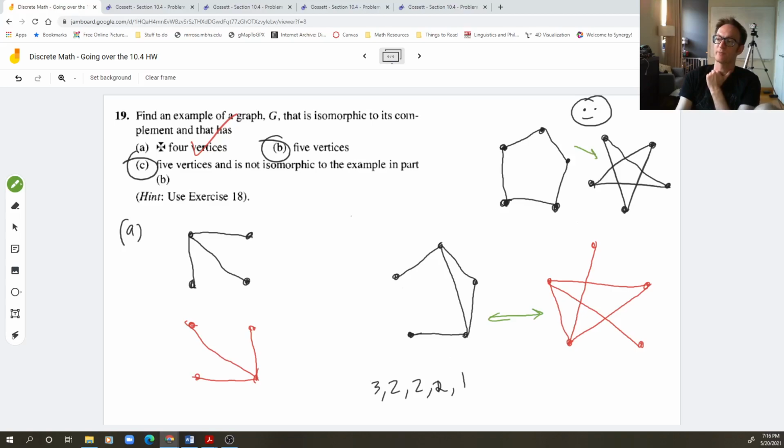These two graphs are complements of each other, and they're isomorphic, and these two are not isomorphic to each other. So I really did do 19B and 19C. Woo, video over. Goodbye.